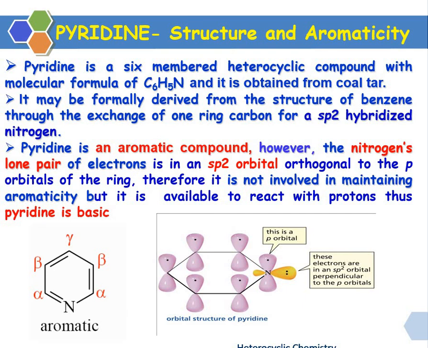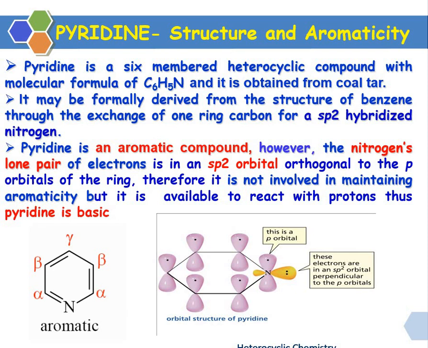Another important point related to pyridine is that it may be formally derived from the structure of benzene through the exchange of one ring carbon for an sp2 hybridized nitrogen. You know, my friend, pyridine is an aromatic compound. However, the nitrogen lone pair of electrons is in an sp2 orbital orthogonal to the p orbitals of the ring. Therefore, it is not involved in maintaining aromaticity, but it is available to react with a proton.